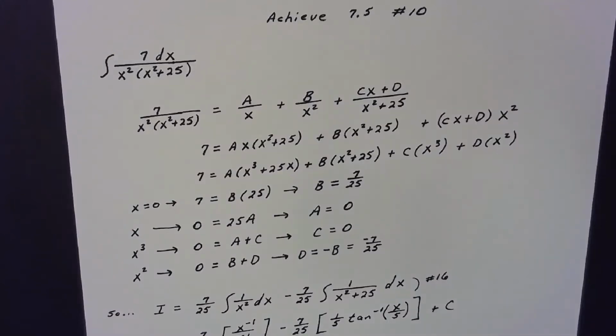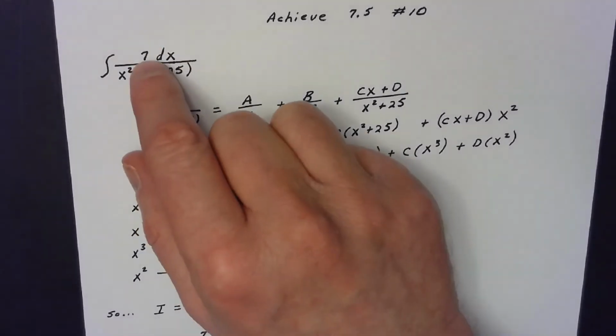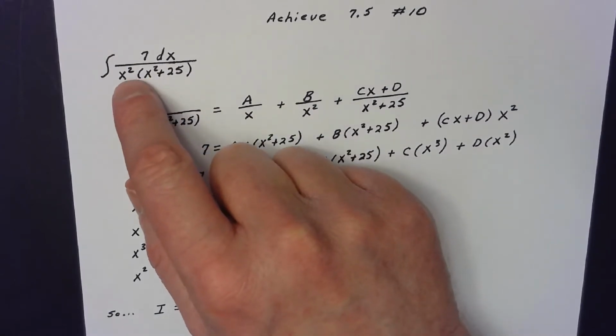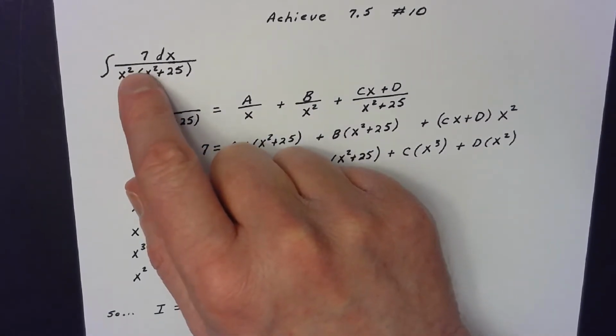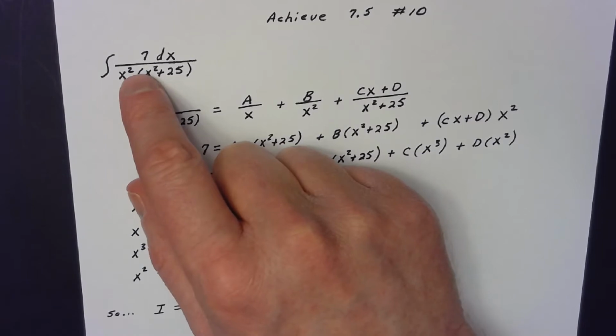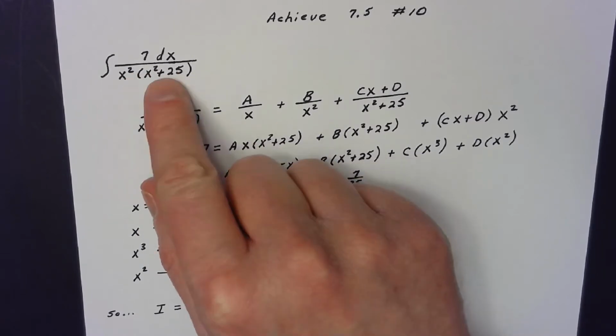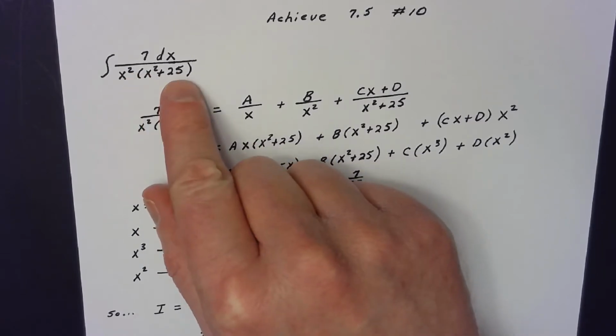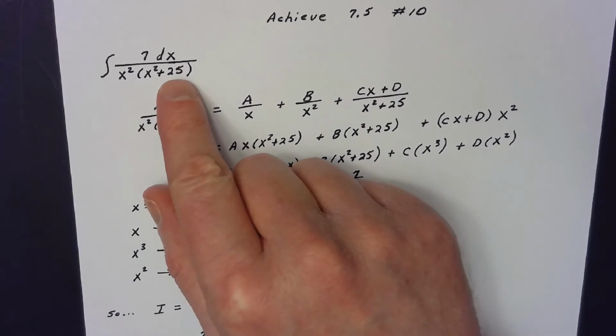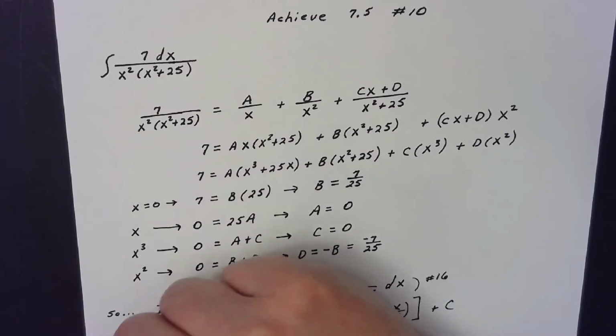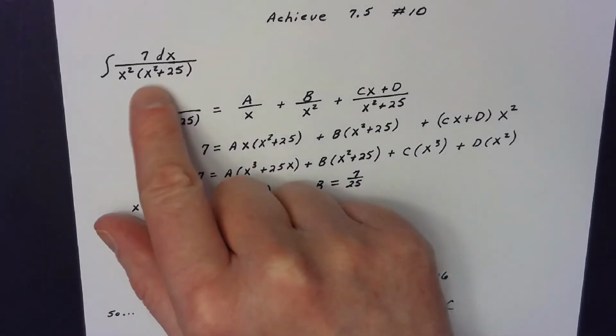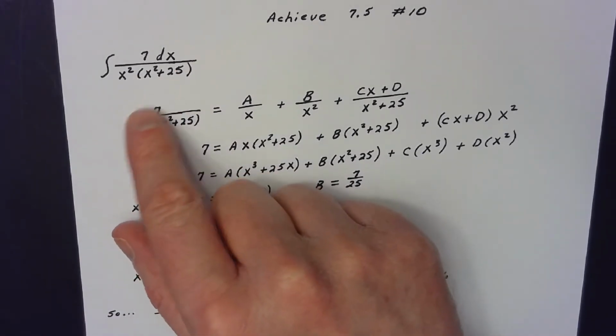Let's take a look at Achieve Section 7.5, number 10, with one of our partial fraction problems. In this one, they give you a linear factor that's repeated to the second power in the denominator, the x squared. And then they give you an irreducible quadratic factor, something like x squared plus 25. Each problem will be slightly different, and mine, of course, had a 7 in the numerator. So all of the problems of this sort will be solved very similarly.